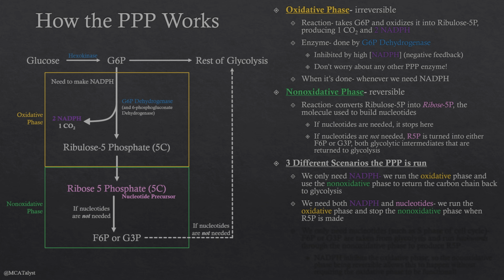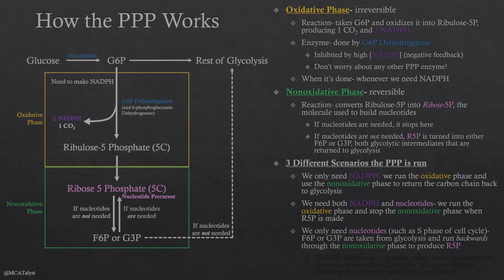Finally, the last scenario is whenever we only need nucleotides, such as the synthesis phase of the cell cycle. If we only need nucleotides, we are actually going to be running the non-oxidative phase in reverse. We don't need NADPH. We don't need to be running the oxidative phase. So we actually have a way of shuttling F6P and G3P backwards through the non-oxidative phase of the PPP in order to produce R5P.